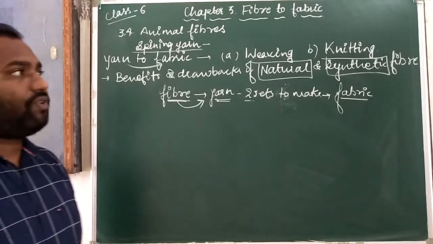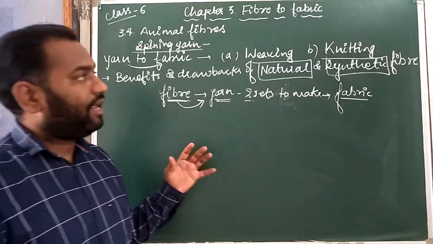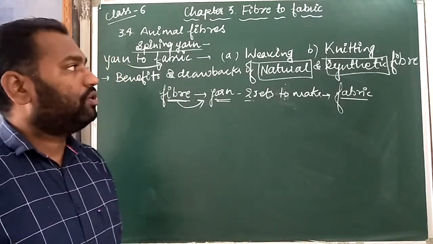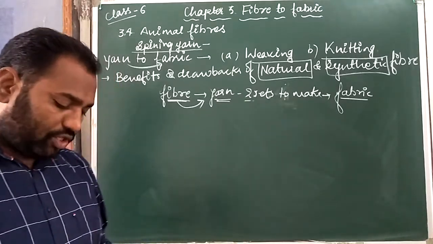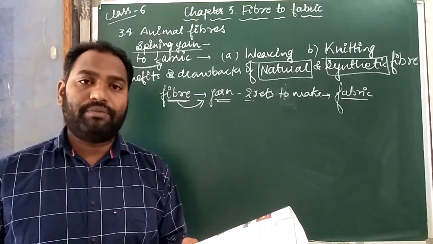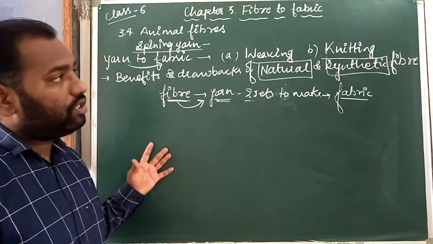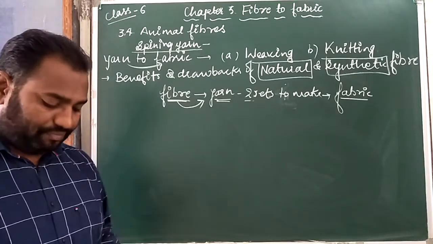Synthetic fibers are the latest fibers, and natural fibers generally come from plants and animals, which is why they are the most usable form in our society. Now, the drawbacks of natural fibers: they are very expensive due to their production cost. Productivity is less, and that's why they are expensive.